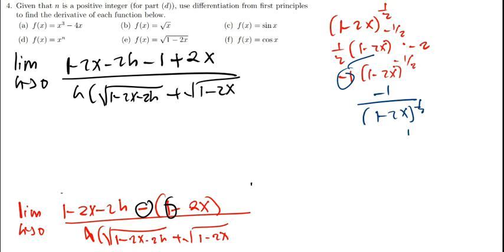So 1 and 1 can go. This and that can go. What else can we see? So 2x and 2x can go. Yeah, 2x and 2x can go. And I'm going to remain with negative 2 on top.